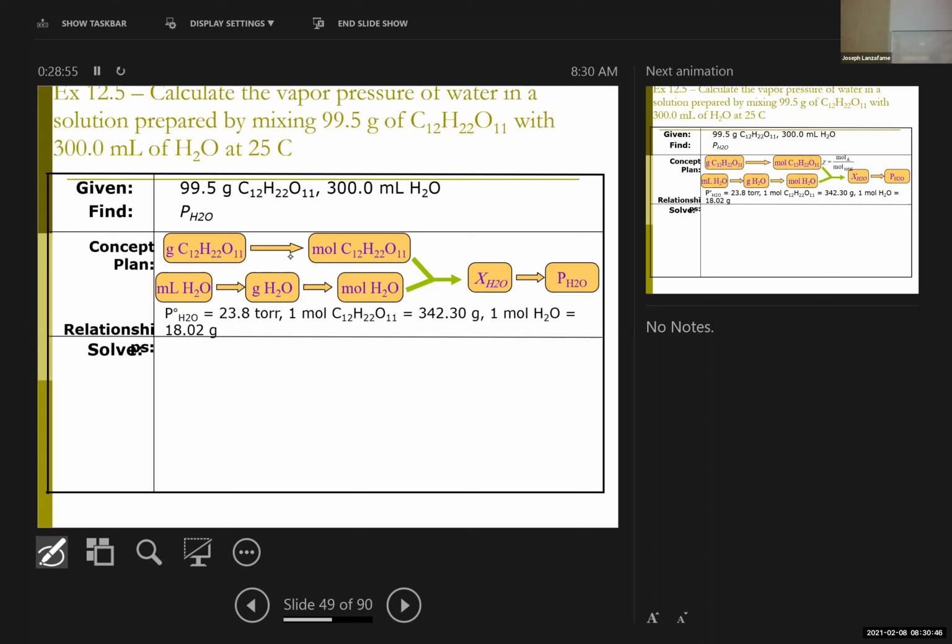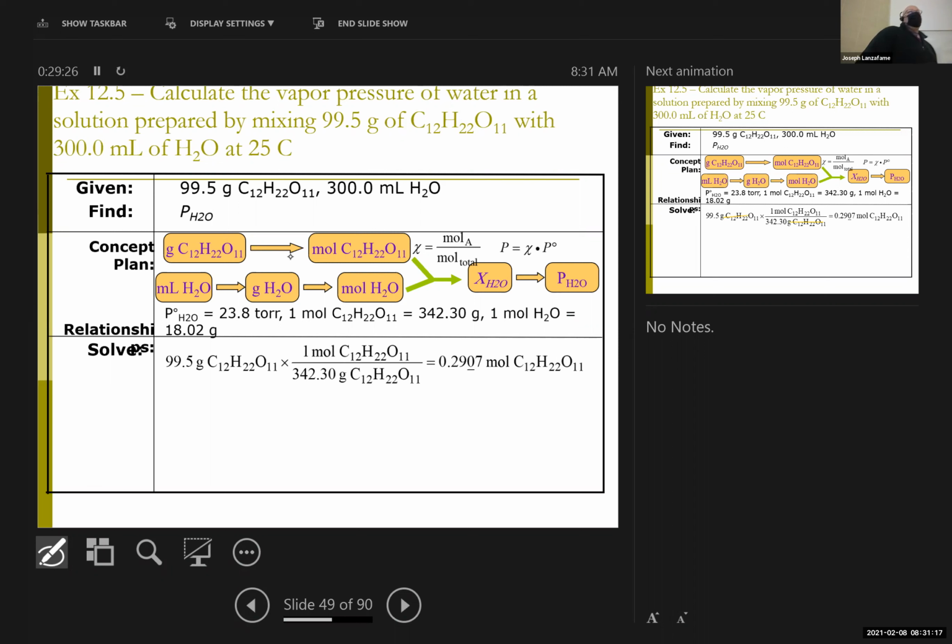Right. Since I already decided I needed both the density of water and the molar mass of water and sucrose, there's the molar masses of sucrose and water from the good old periodic table. Technically, if I wanted the max number of sig figs, I really want the density of water to 3 sig figs. It's pretty close to 1.00. To 3 sig figs at 298 Kelvin, it's 0.997, I believe.